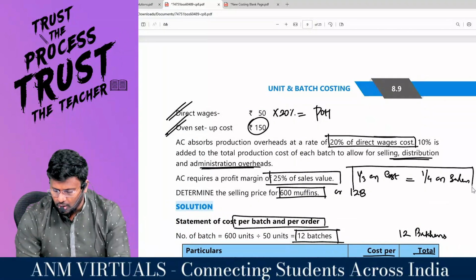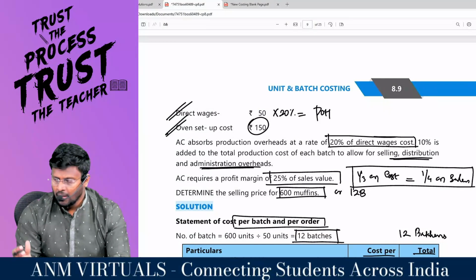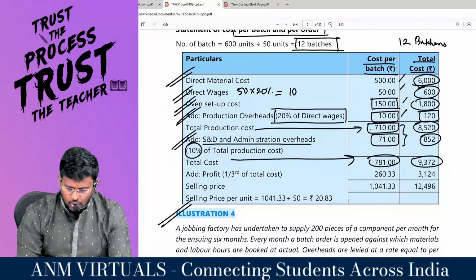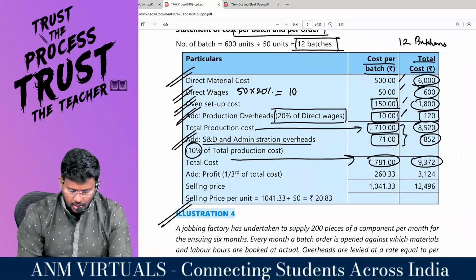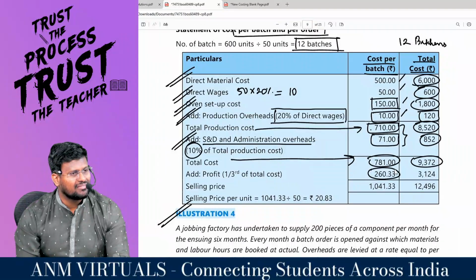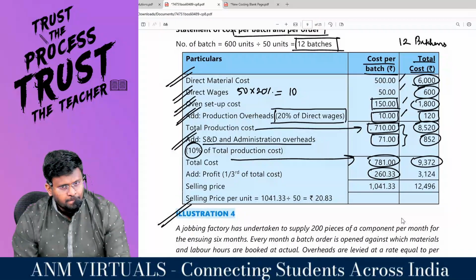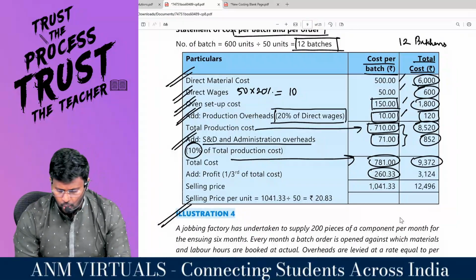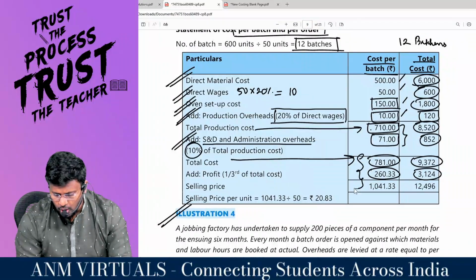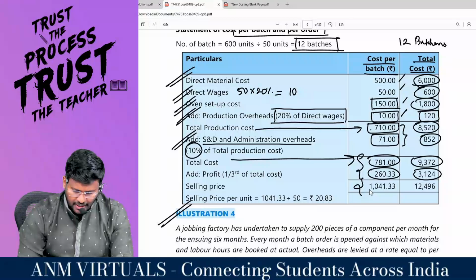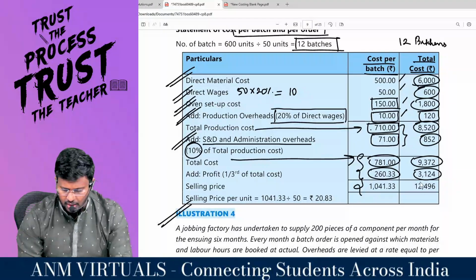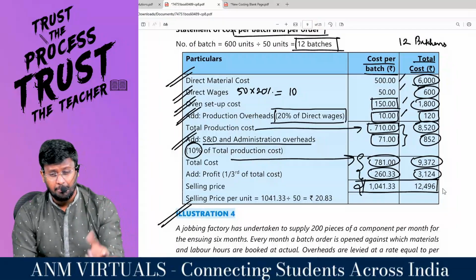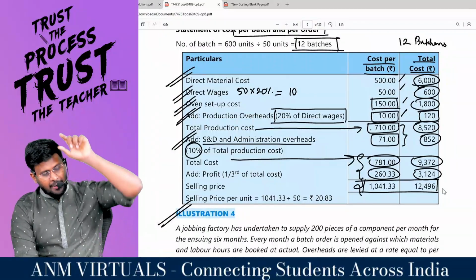What is the equation? 1 by 3 on cost is equal to 1 by 4 on sales. In your hand, is cost there or sales? Very simple. So 781 divided by 3 comes to 260.33, the profit per batch. For 12 batches, that comes to 3124. So the selling price will be 781 plus 260.33 comes to 1041.33 per batch.